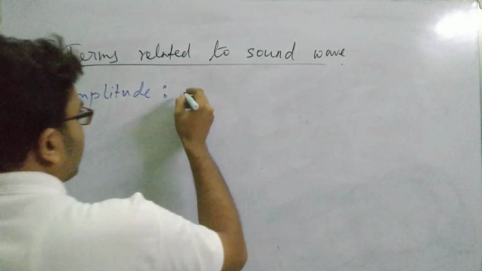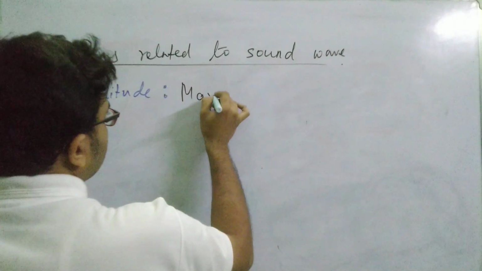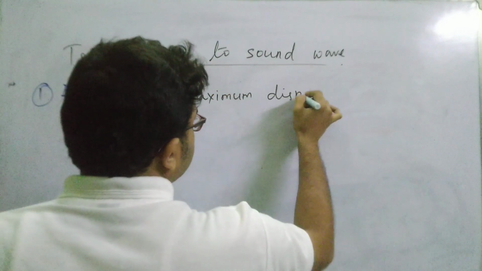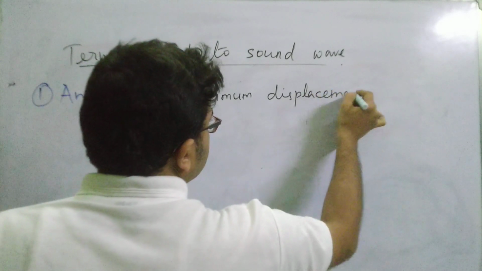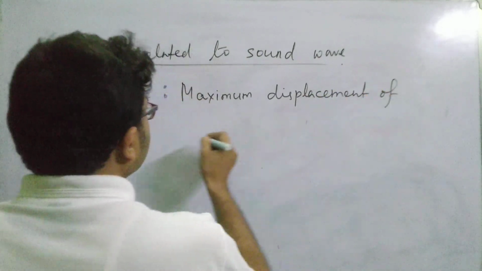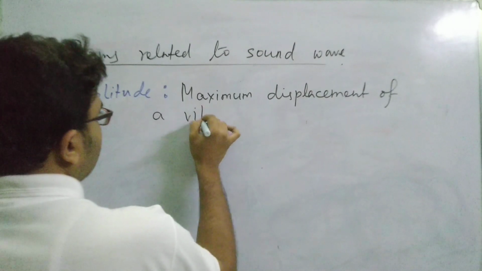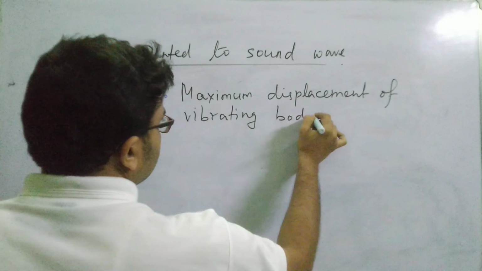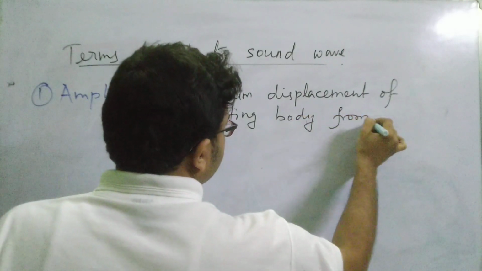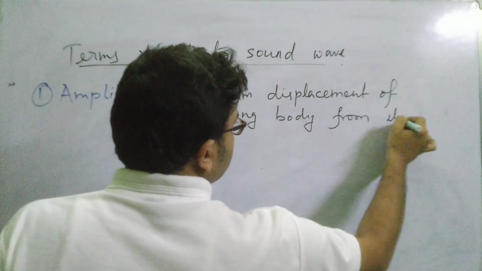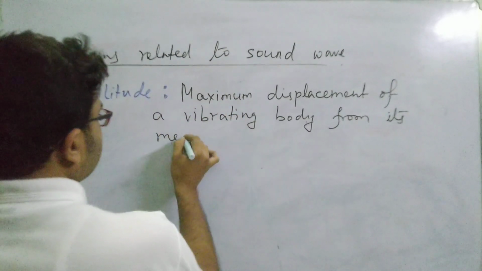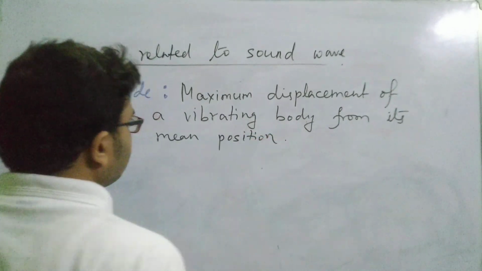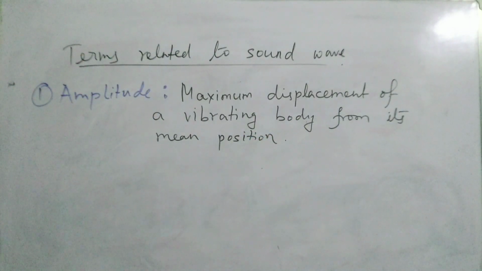So it can be written in short as: maximum displacement of a vibrating body from its mean position. So this is amplitude. The maximum displacement of a body from its mean position is called the amplitude.